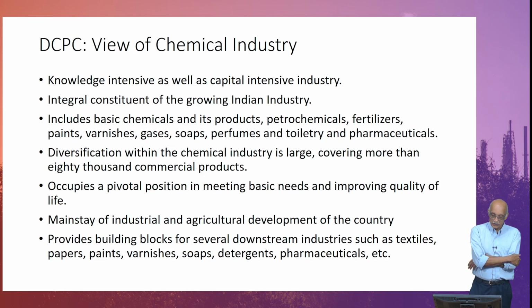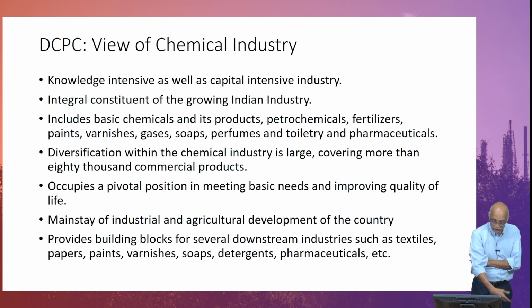The view of the chemical industry of this department is that, again, it's knowledge and capital intensive. They recognize the chemical industry as an integral constituent of the growing Indian industry. Diversification, they appreciate the diversification as being very, very large, again more than 80,000 commercial products. They recognize that the chemical industry occupies a pivotal position in meeting the basic needs and improving quality of life in India. Agriculture is obviously a key focus in India, and the chemical industry contributes significantly to that industry, the agrochemicals, and this is also well recognized by the government of India.